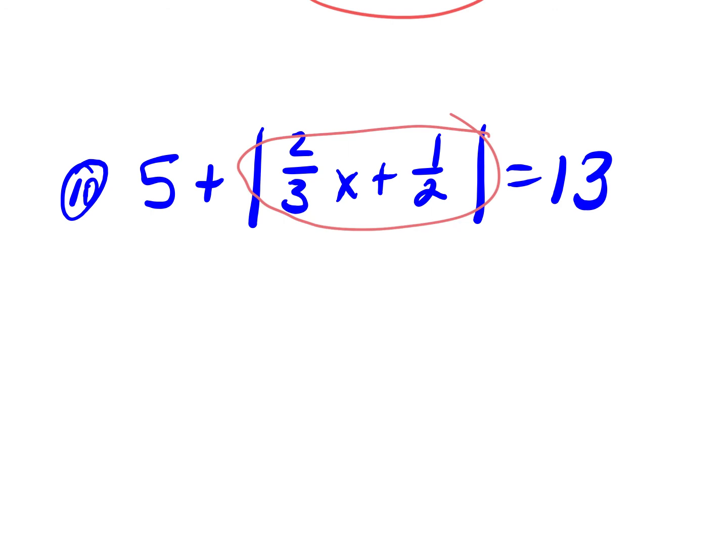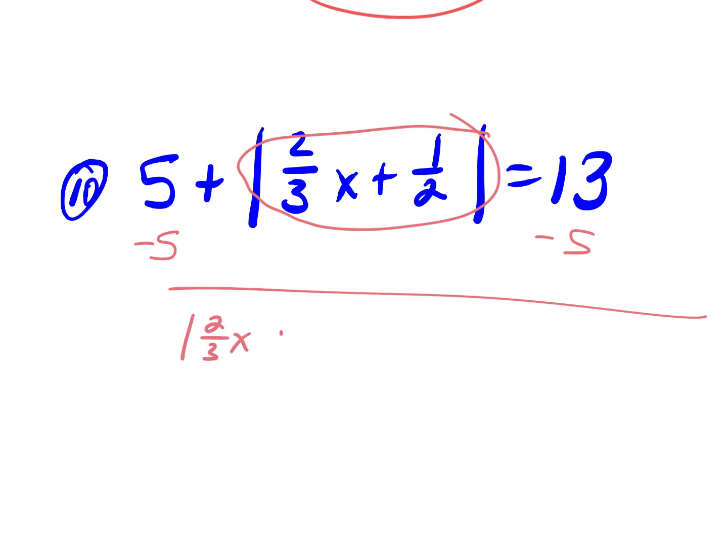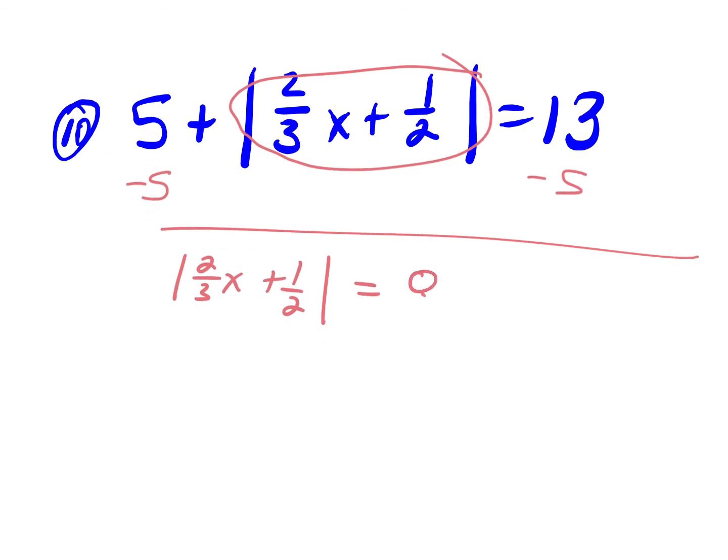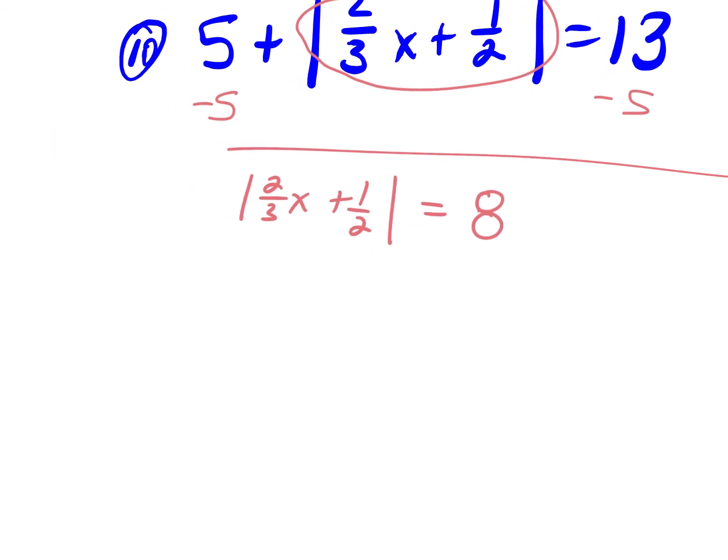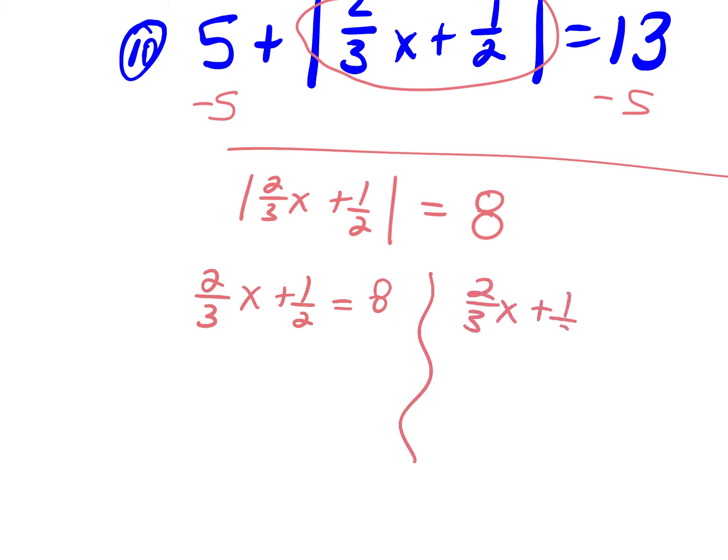Isolate your absolute value. What do I do now? Subtract the 5. Okay, perfect. So I have the absolute value of 2/3 x plus 1/2 equals 8. So many of you put 9, but 13 minus 5 is 8. Is my absolute value all by itself? Is it set to a negative number? No, so we're good. I have 2 different equations: 2/3 x plus 1/2 equals 8, and 2/3 x plus 1/2 equals negative 8. Good.